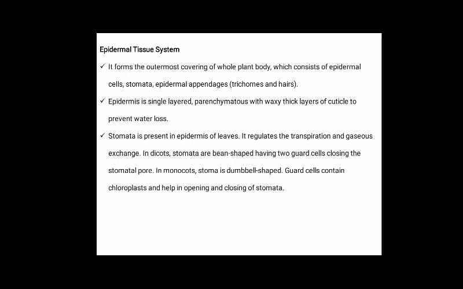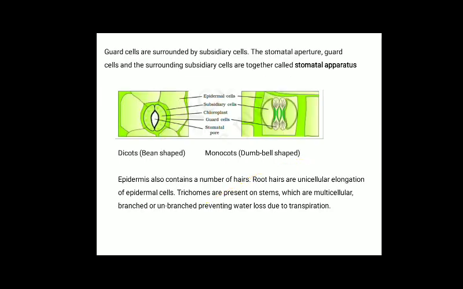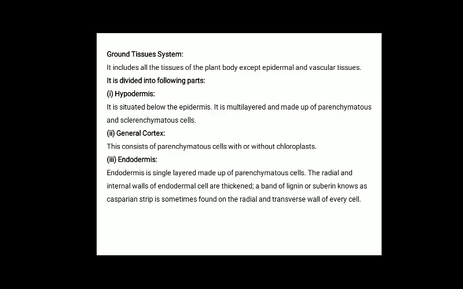In dicot, stomata are bean shaped, having two guard cells enclosing the stomatal pore. In monocot, stoma is dumbbell shaped. Guard cells contain chloroplast and help in opening and closing of stomata. So here we have the shape of dicot stomata, which is bean shape, and the shape of monocot stomata, which is dumbbell in shape. Then we have ground tissue system.